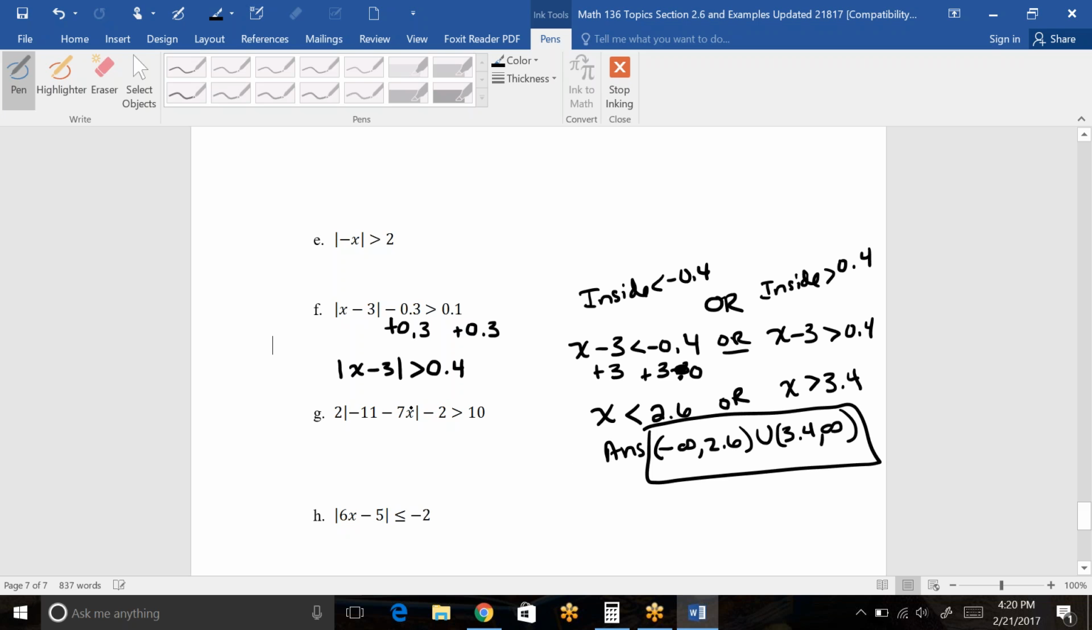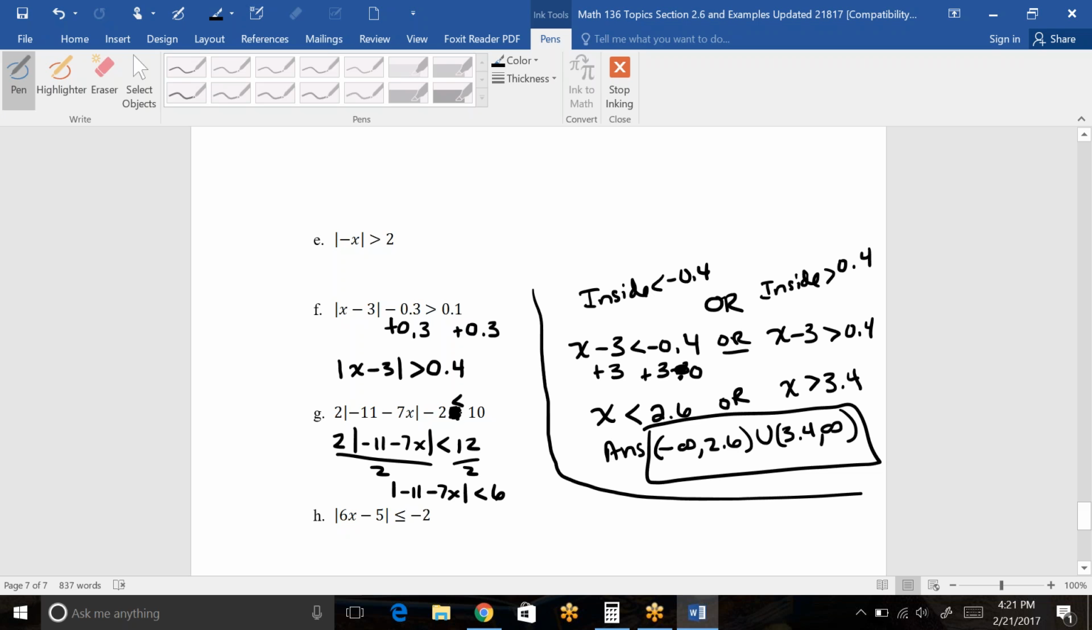Okay, let's look at G. We would start off by isolating this, so we're going to add 2. And I'm actually going to change this to a less than problem, just so we see a different variation of something to solve. So if we add 2 over, that'll be 12. Divide everything by 2. That makes absolute value of negative 11 minus 7x is less than 6. Separate this out from the previous problem. And then this is a less than and a positive.